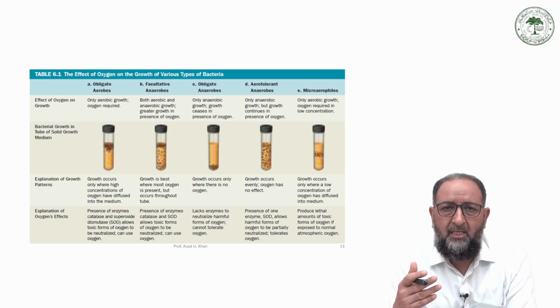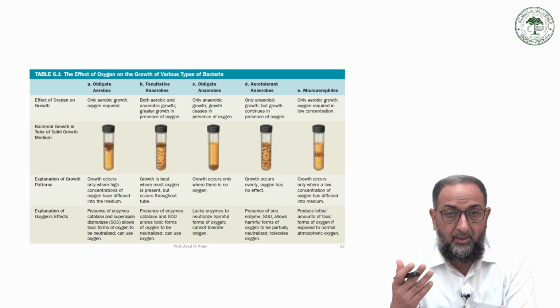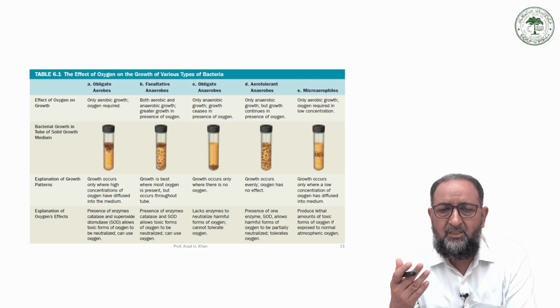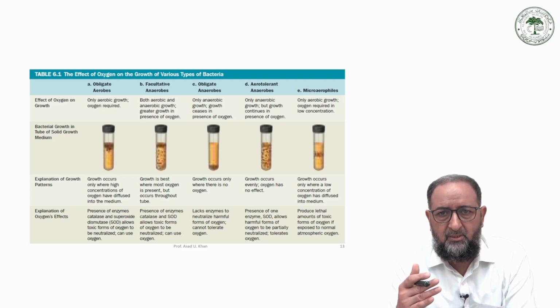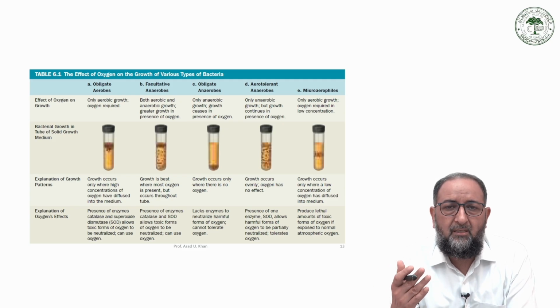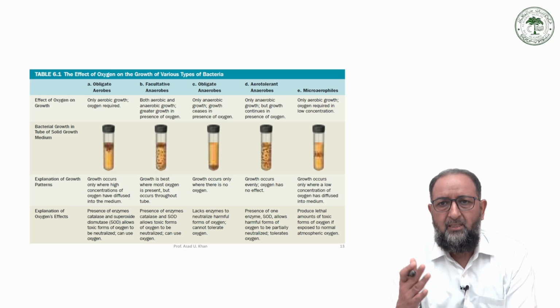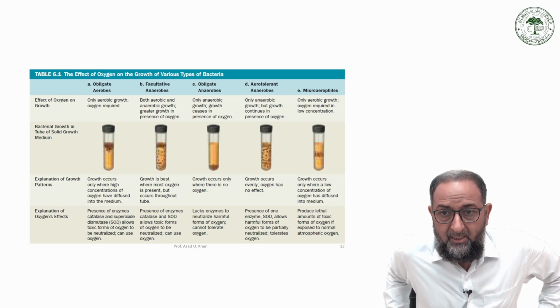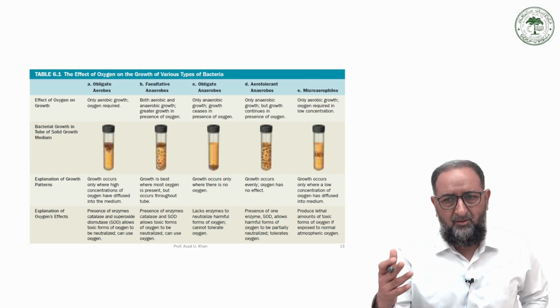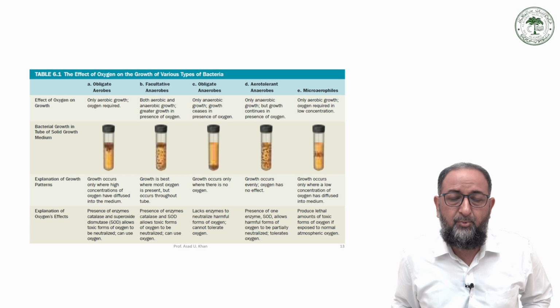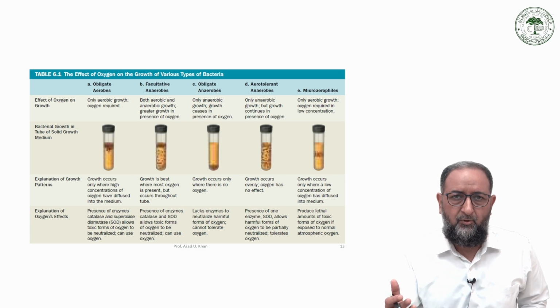So obligatory aerobes are bacteria which require oxygen and cannot grow in the absence of oxygen, and facultative anaerobes are bacteria which can grow in both aerobic and anaerobic conditions, and obligatory anaerobes are completely anaerobic, where no oxygen is required, right? Similarly, there are aerotolerant anaerobes, which can tolerate oxygen. So there are different categories, because oxygen may be toxic for certain cells.